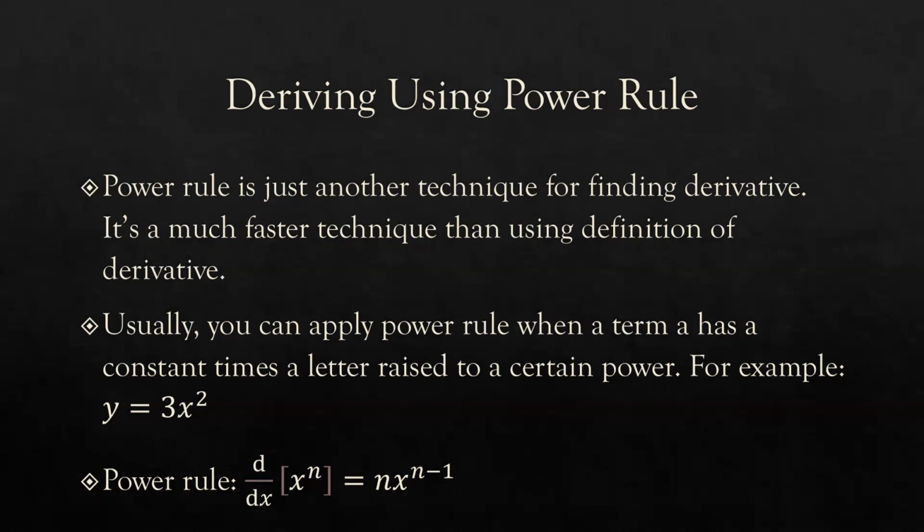So what is the power rule? It is d over dx of this, and it's actually simpler than it looks. It's just the power times the constant, and then the letter stays the same, and then the new power is going to be the old power minus one. That's all it means. So let's do a few examples.